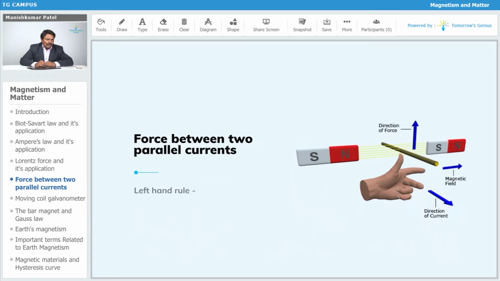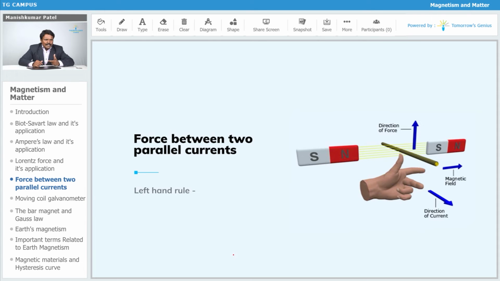Now again, to find the force between two parallel conductors or currents, we are mainly going to use Fleming's left hand rule. According to this, you have to hold your hand in this manner. The first finger indicates the direction of the magnetic field, the second finger indicates the direction of the current, and the thumb indicates the direction of the force experienced by that conductor. The same thing I have shown over here.